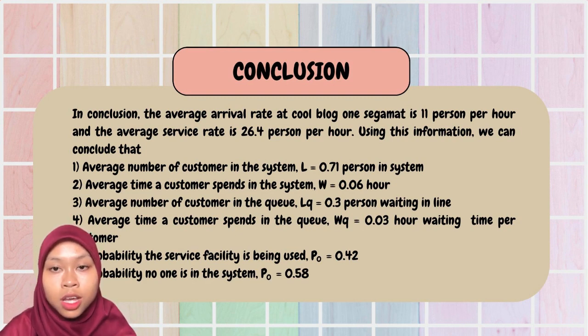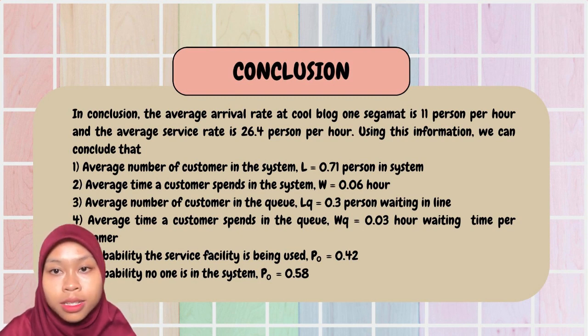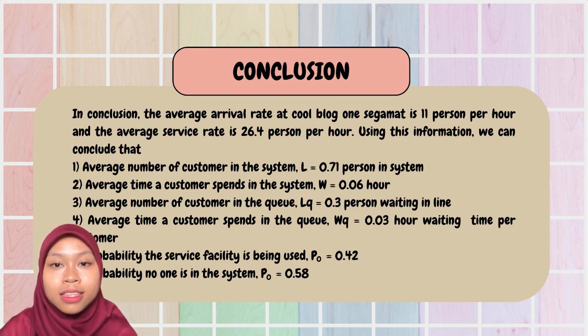Last but not least, we find that the probability server is busy is 0.42 and the probability no one in the system is 0.58. That's all from us.